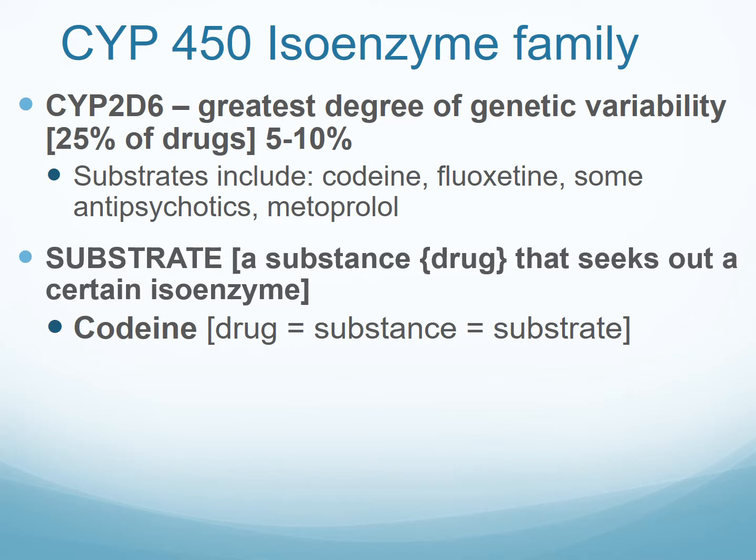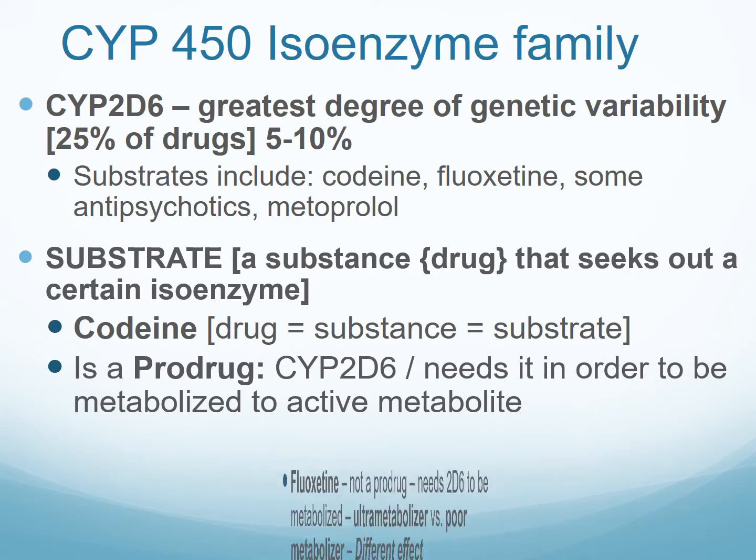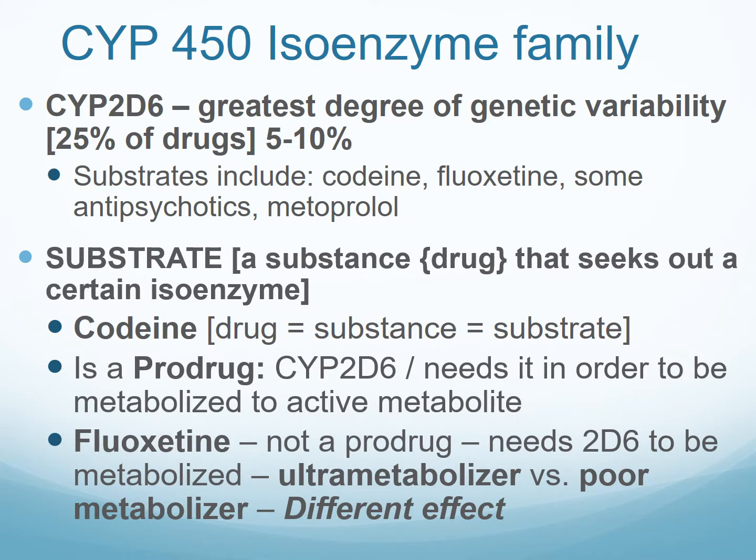Now, remember that a substrate is a substance, typically a drug, that needs a certain isoenzyme. It has to connect with that isoenzyme in order to be metabolized. Codeine is a substrate of 2D6. Codeine is taken as a prodrug, as we said earlier, and has to have 2D6 to become active. Fluoxetine is not a prodrug, but it needs 2D6 to be metabolized. So it's 2 different things, and I really want you to think about this, okay?